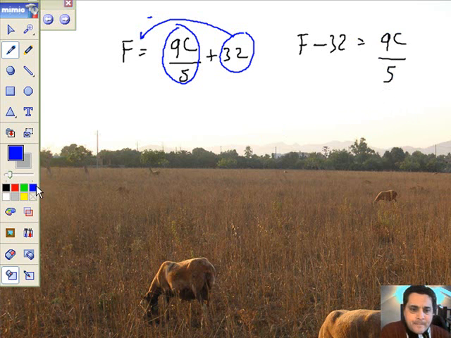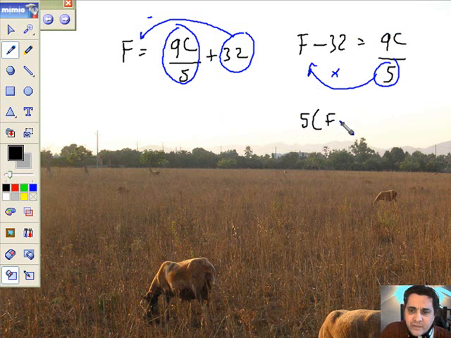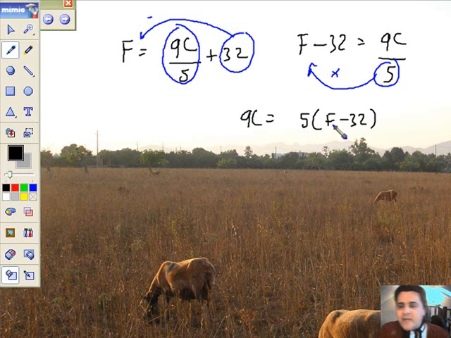Next step, well, I've got the 5 dividing here. This goes next door and gets multiplied, but be very, very careful, because if you're taking the 5 next door to multiply, you multiply everything by 5, and therefore the F minus 32 has got to be in brackets. And so 9C equals 5 brackets F minus 32 close bracket.